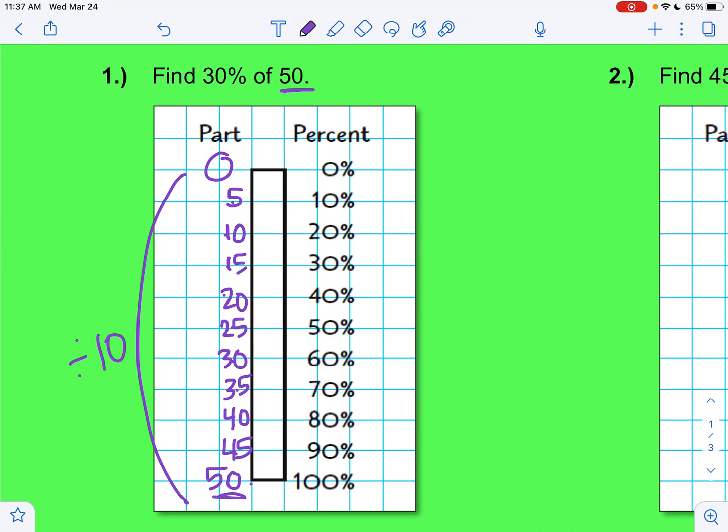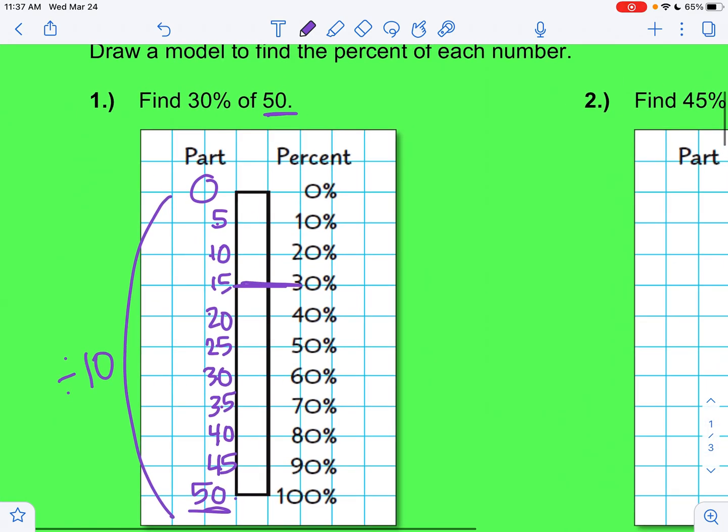Now what we want to know is 30% of this 50. So if we go on our left-hand side, we find 30%, it's right here. So 30% of 50 is 15. And that is your answer.